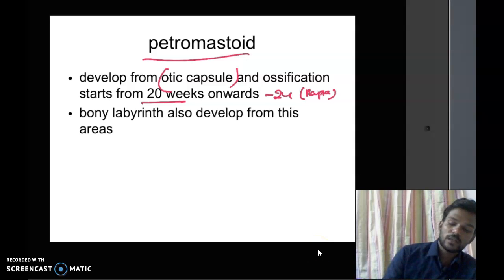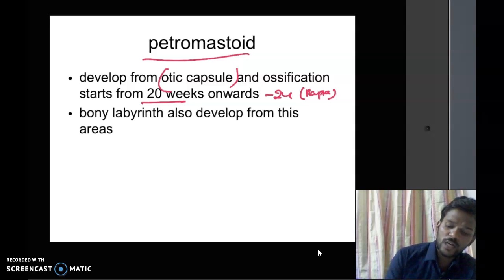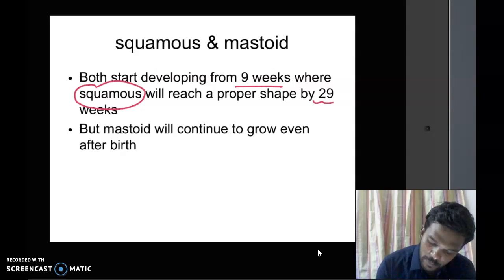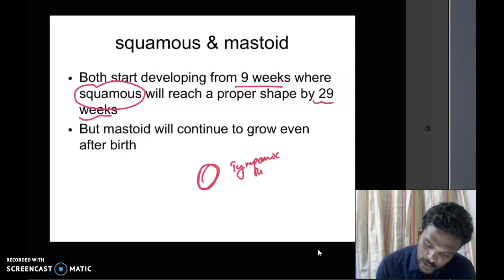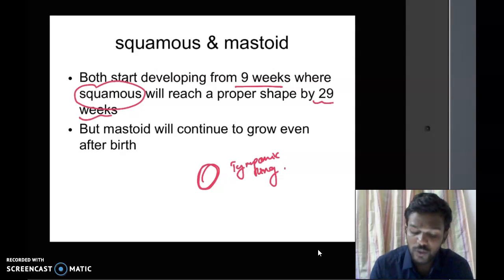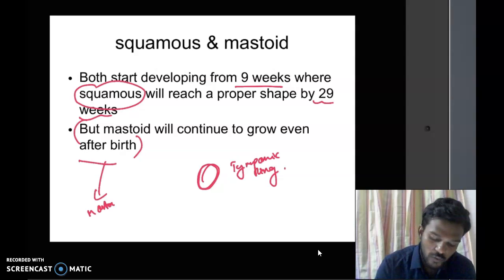Squamous and tympanic part, so these develop directly by membranous ossification. They start from 9 weeks, and mostly the squamous part will reach its proper shape by 29 weeks. That is, it will form a tympanic ring. So the tympanic ring is the basic structure for our ear, right? So that will be formed by 29 weeks, but mastoid will not be fully grown till birth also. After birth only mastoid process will be fully formed.